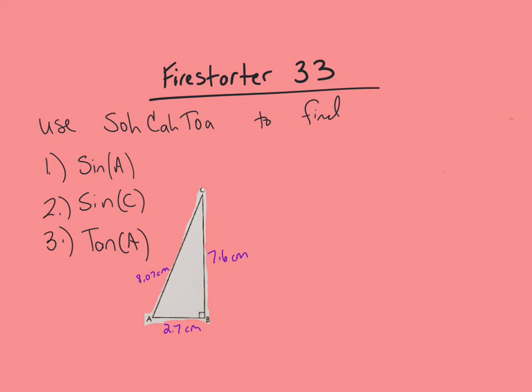Alright guys, I'm going to go over Firestarter 33. So 1, 2, and 3 are going to use SohCahToa. Remember, the Soh part is opposite over hypotenuse. The Cah is adjacent over hypotenuse. And the Toa is opposite over adjacent.